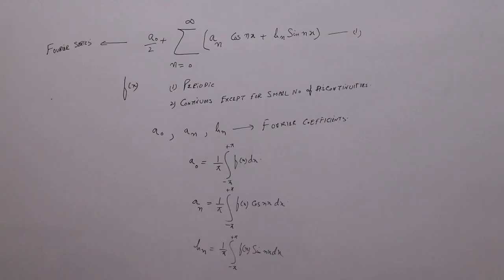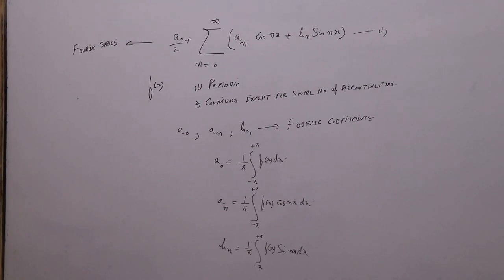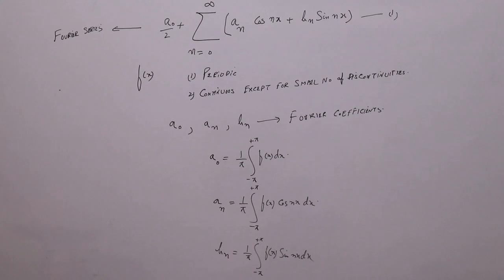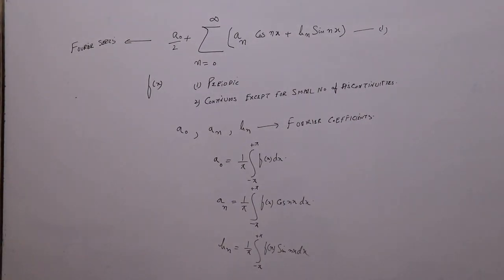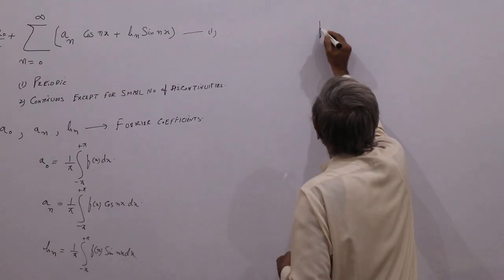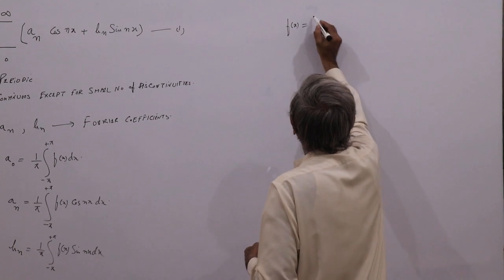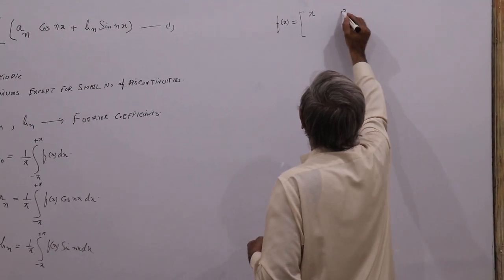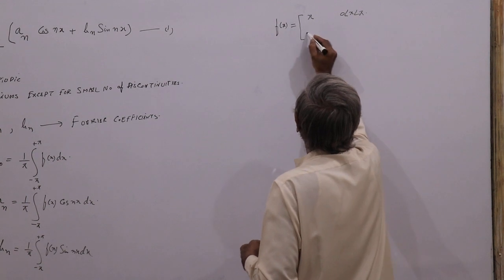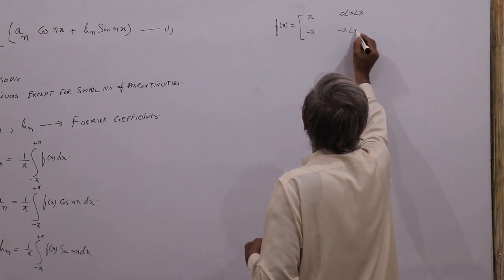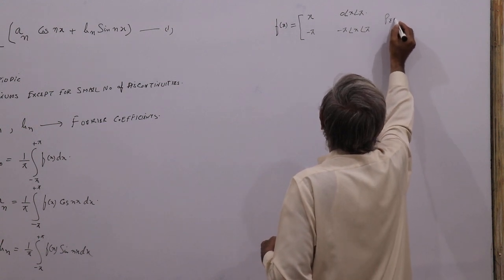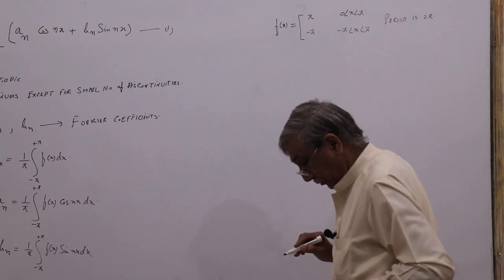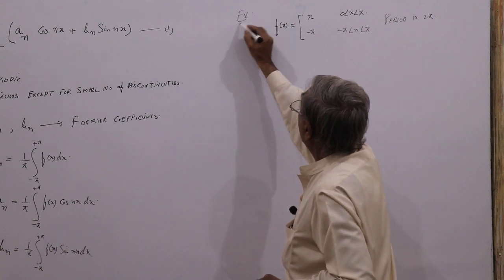Now I can explain that by giving you an example. Suppose somebody says f(x) is equal to x minus pi, 0 less than x less than pi, and minus pi less than x less than pi, with period 2 pi. This is an example.